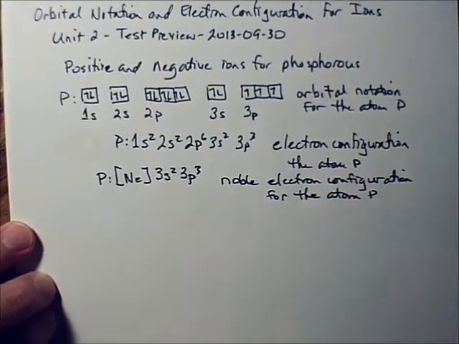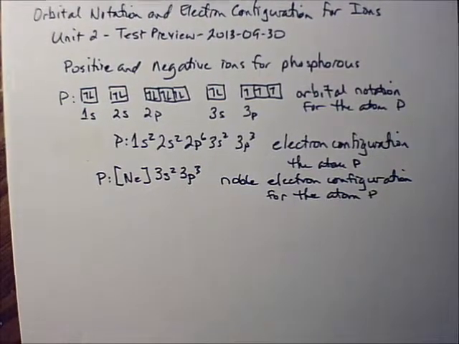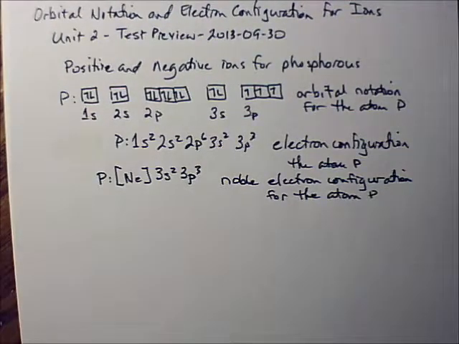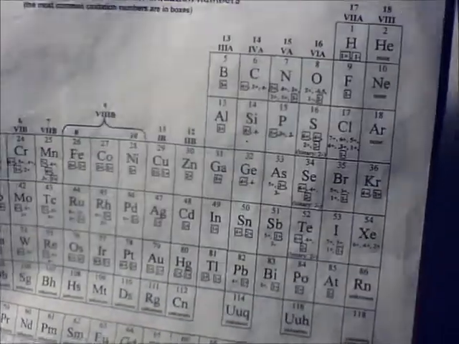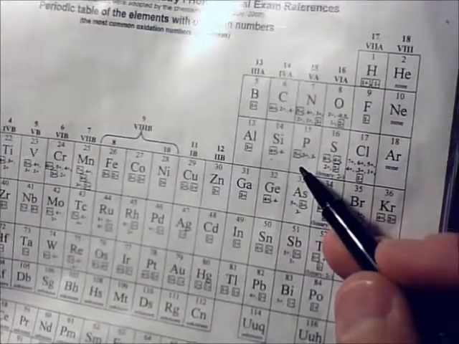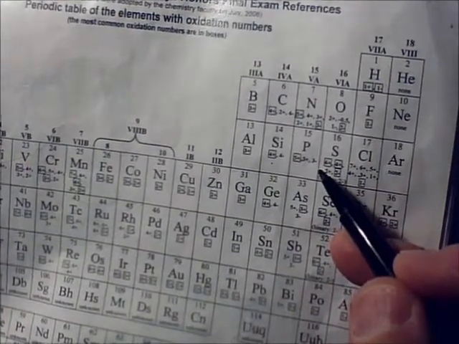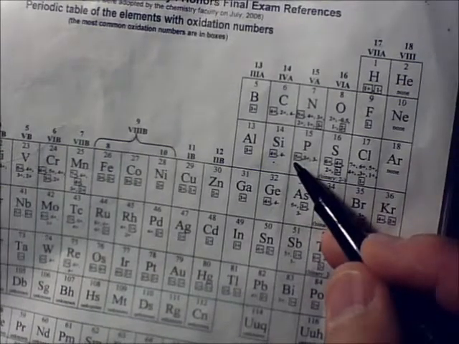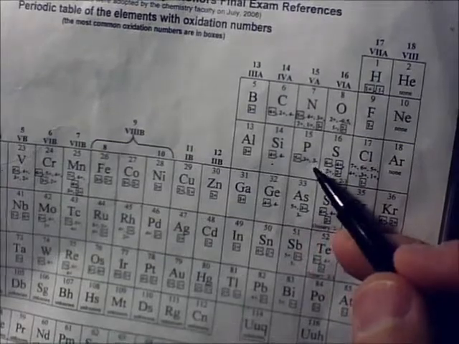phosphorus. Okay? Alright, now, we're ready to start getting the positive and negative ions. Let's figure out what the positive and negative ions are by looking at the periodic table with oxidation numbers. Okay, so here's our periodic table with oxidation numbers. Now I have a 5 plus version, a 3 plus version, and a 3 negative version. I want to do the first one and the last one. Okay? The 5 plus and the 3 negative.